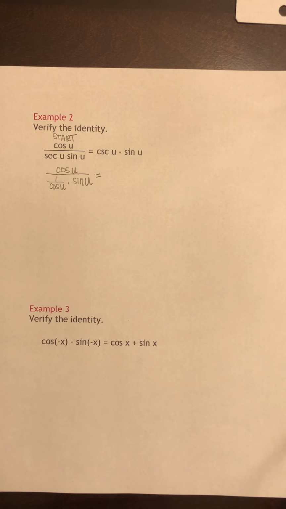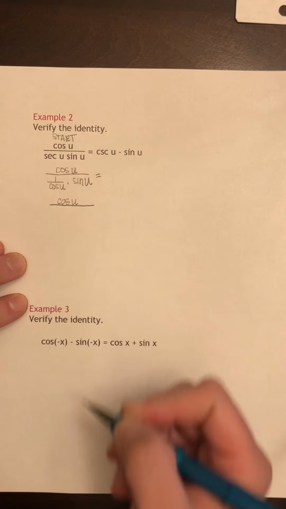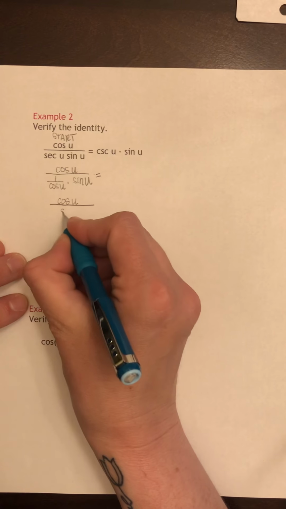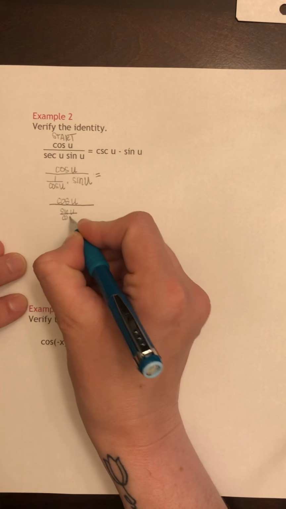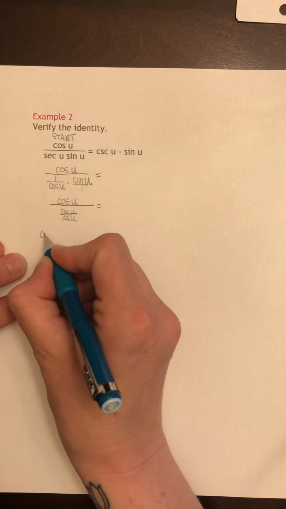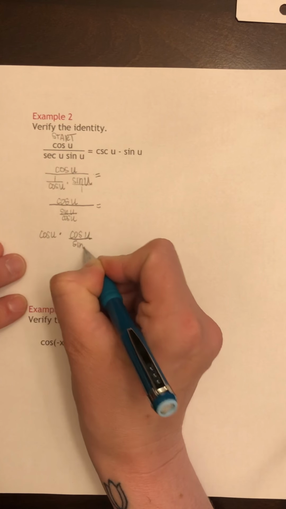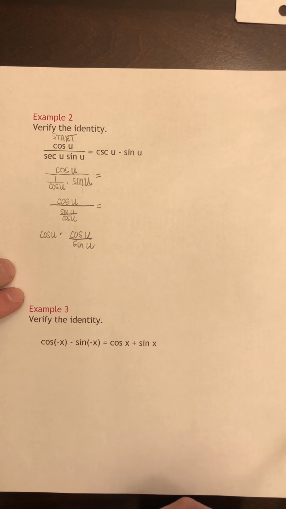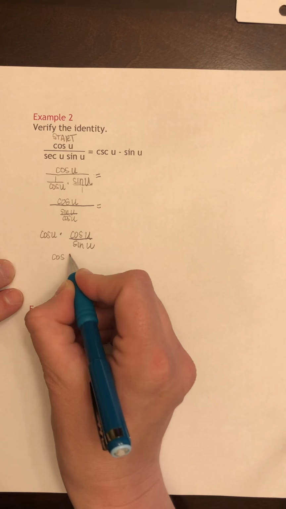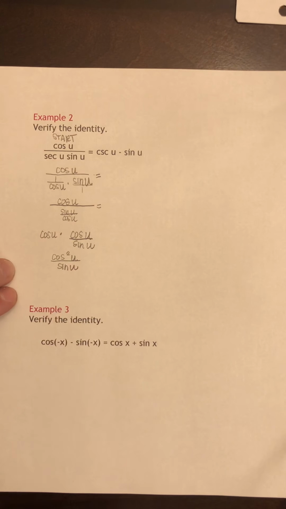Let's see. So we have cosine u in the numerator. In the denominator, this would end up being what? Sine u over cosine u, right, if I multiplied those straight across. And that's a complex fraction, so I'm going to turn this into multiplying by the reciprocal. So instead of dividing, I'm going to multiply by cosine u over sine u. And if I multiply that straight across, cosine u times cosine u is cosine squared u. My denominator is sine u.